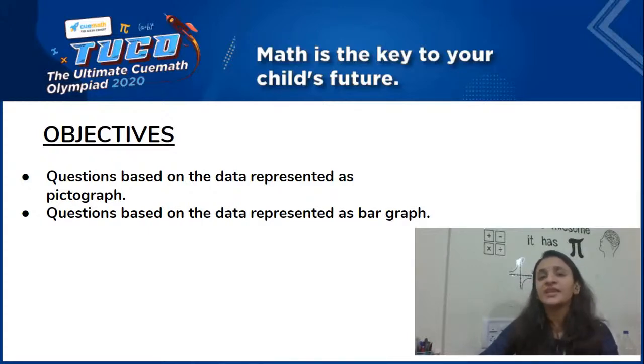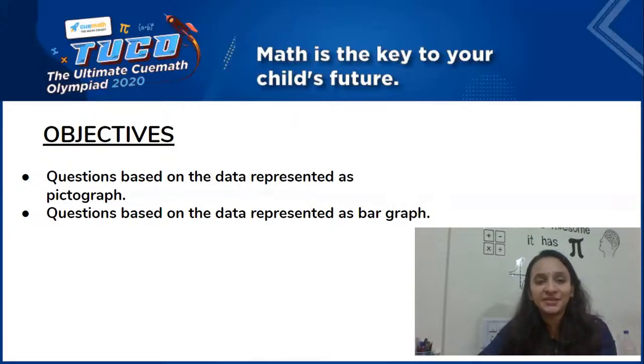So there are many other ways of representing the data, but for today's master class, we're just focusing on two types, which is a pictograph and a bar graph. So we'll one by one see what each of this is, and we'll solve problems on each of these, that is on pictographs as well as on bar graphs, of both levels, that is basic levels and advanced levels.